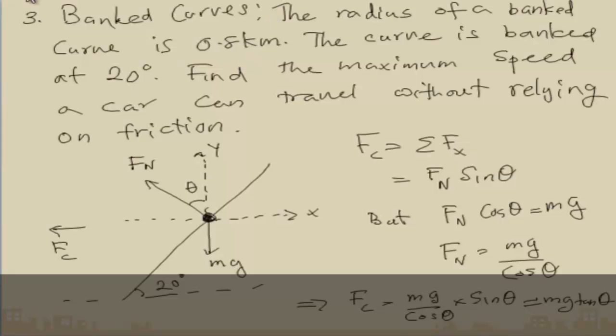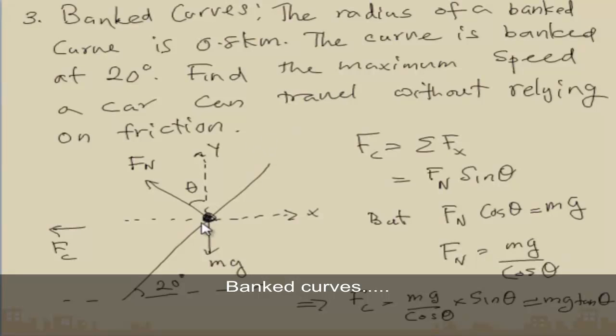The next question is about banked curves. The motion on a banked curve is also circular motion. So it says the radius of a banked curve is 0.8 kilometers. The curve is banked at a 20-degree angle. Find the maximum speed a car can travel without relying on friction.